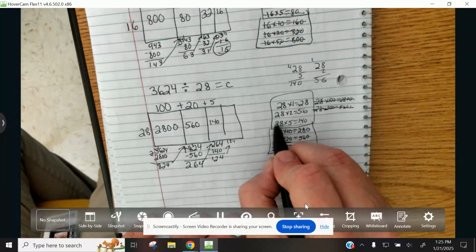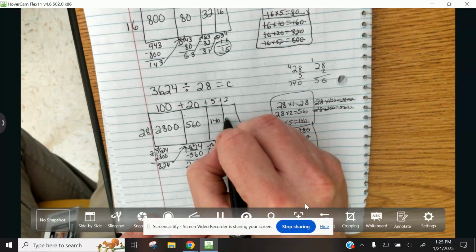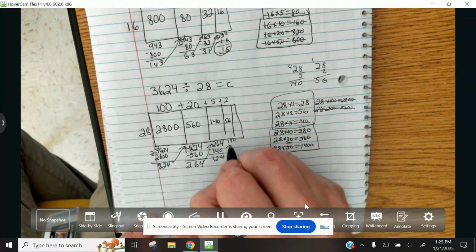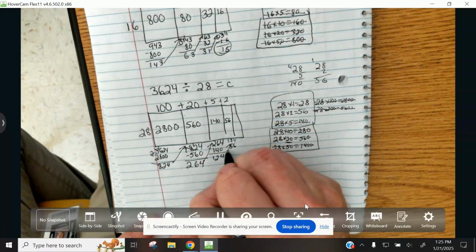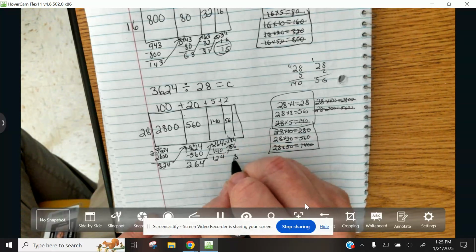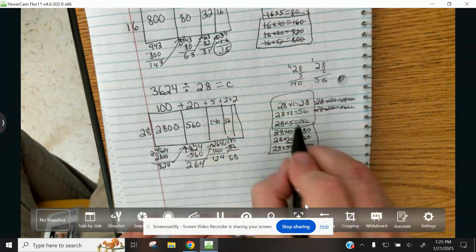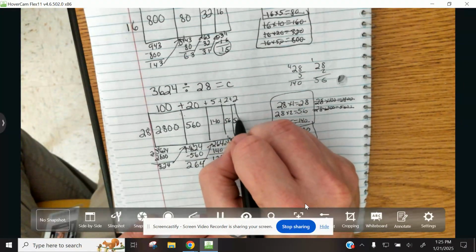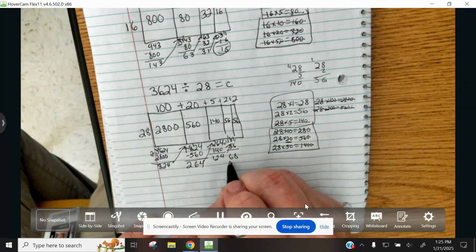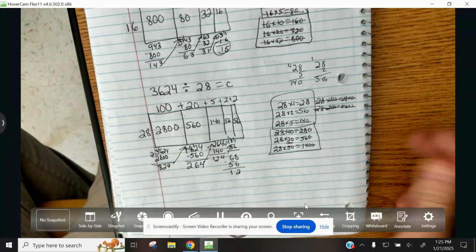Can I use 140? Nope. Can I use 56? Yep. So you put plus 2, put the 56 in, subtract, and you should have 68. You should be able to do 2 again. And you can. Put the 56 down again. 56. And you're down to 12.